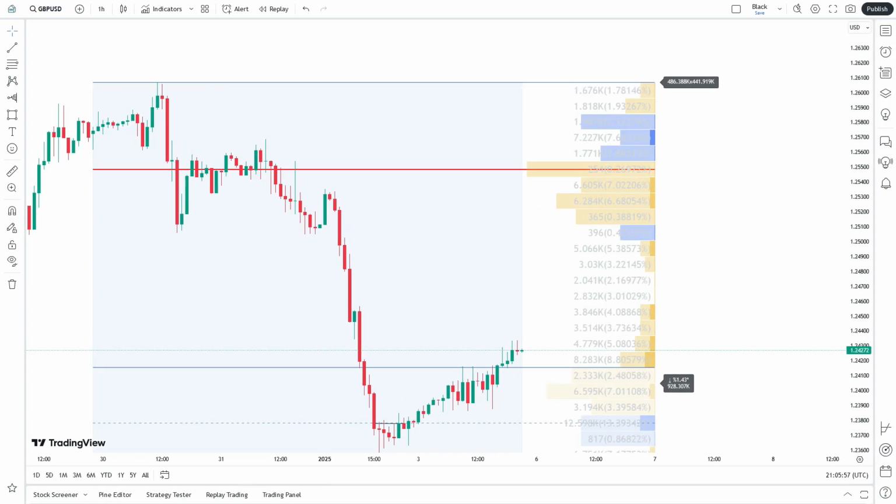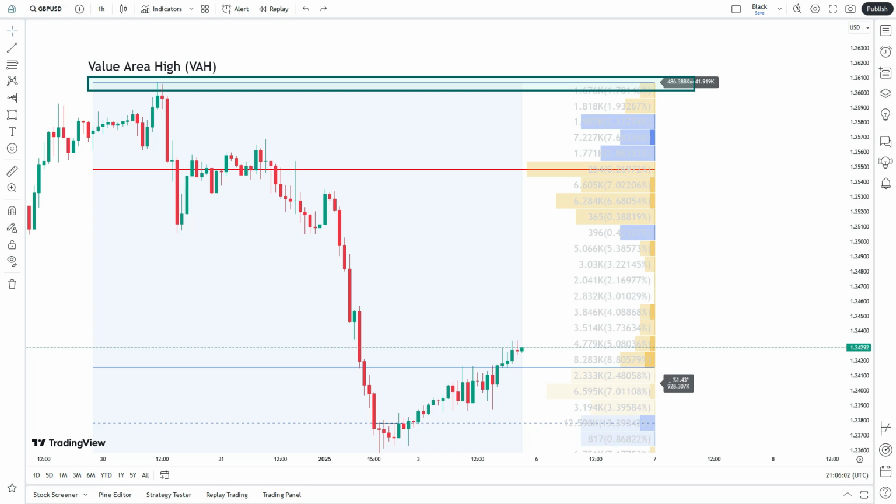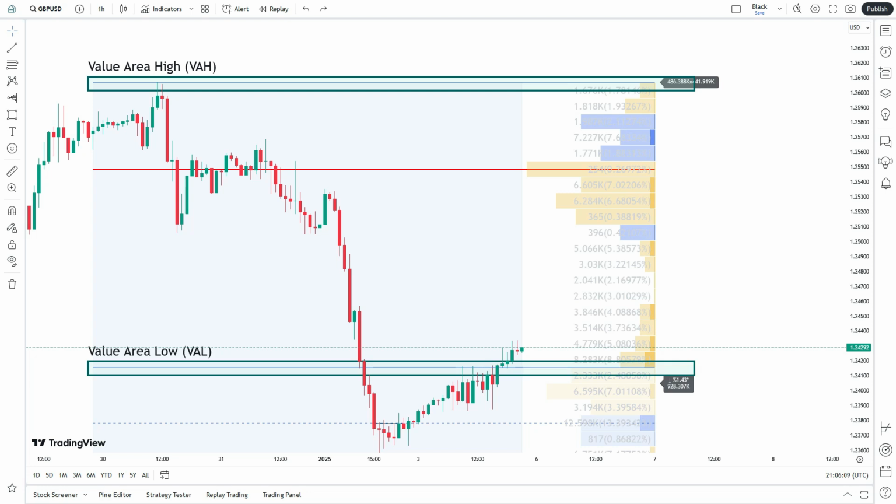Additionally, it is important to measure two other key levels: the value area high, which represents the highest price level within the value area, and the value area low, the lowest price level within the value area.